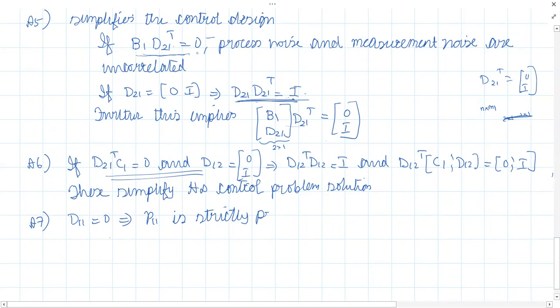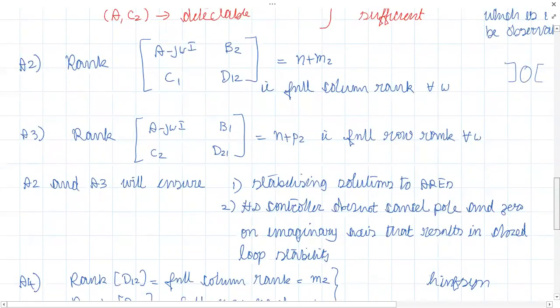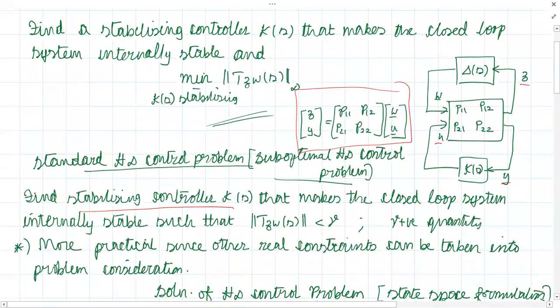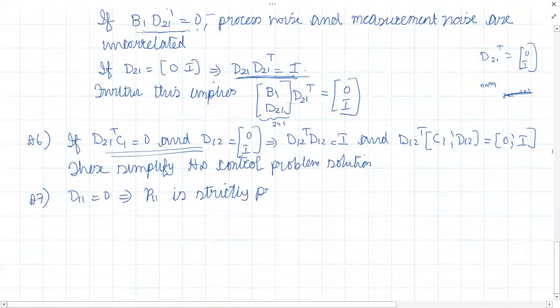So D11 equal to 0 means what? Our first submatrix P11. What was P11? This thing is strictly proper. And D22 equal to 0 means D22 is also strictly proper.